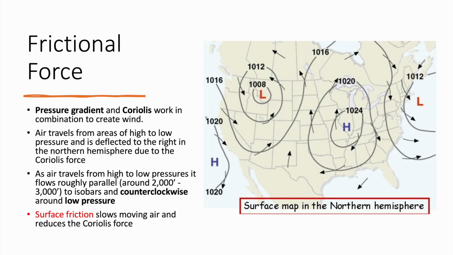Next is a frictional force. Along with pressure gradient that we looked at with uneven heating of the Earth's surface and the Coriolis force, those combined work to create wind. So not just a single thing creates the wind, it's a combination of pressure gradient and Coriolis force. Air travels, like we talked about, gets deflected to the right, so it's traveling west to east. And close to the Earth's surface, you have surface friction, which is going to slow down the Coriolis force and cause it to deflect in a different manner. But at higher altitudes, it's going to follow these pressure gradients or isobars that we'll look at a little bit more next lesson.